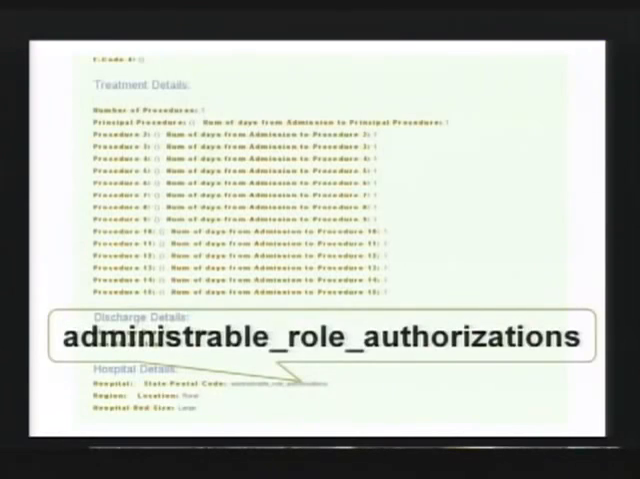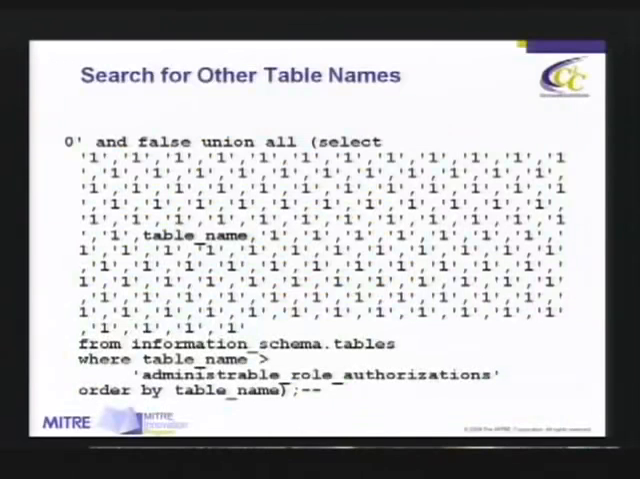So when I run this, I scroll down the form and I find that in the place of the state postal code, I now have this information that I wanted to pull out of the system catalog, namely that the first table alphabetically is administratable role authorizations. Next, now that I've gotten the first one out, I can do the same thing and just say, give me the next one by saying, give me everything that's bigger than that one, and continuing to sort. In this manner, I can just iterate through every record in this system catalog and find out the name of every single table in the database.